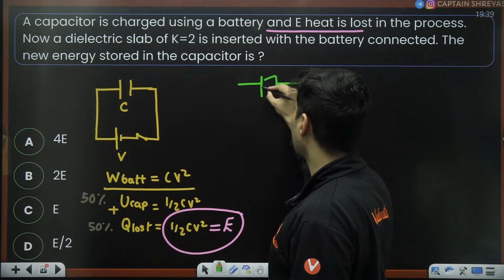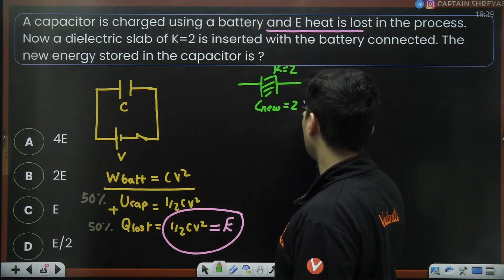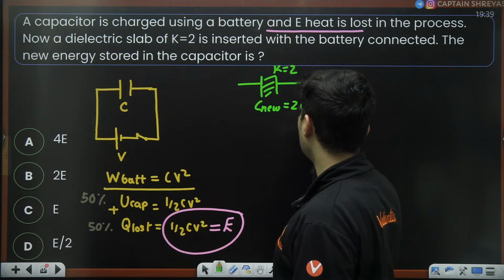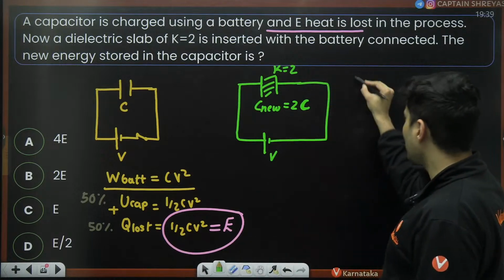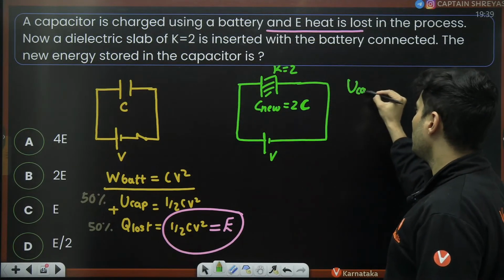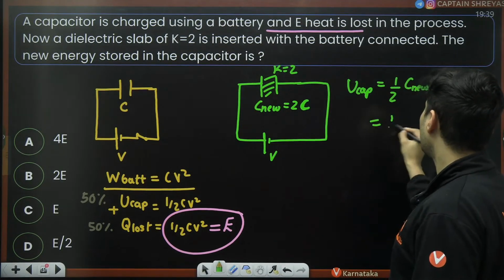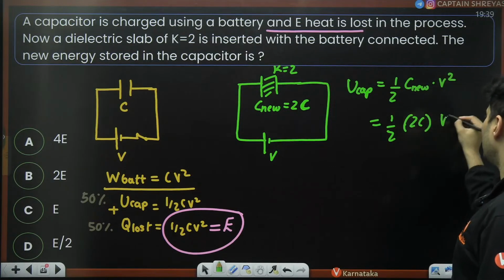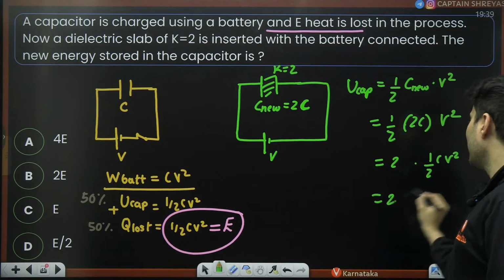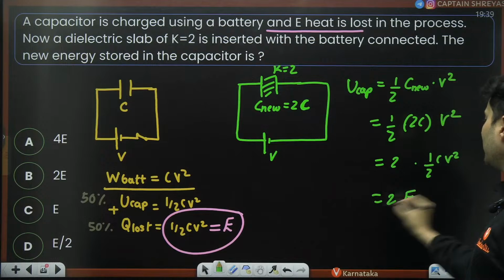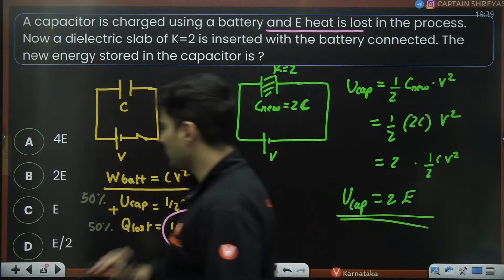If you take a dielectric slab of constant 2, the new capacitance will become 2 times of C, and it is connected to this particular battery of voltage V. How much energy is stored in the capacitor? The energy stored in the capacitor is half capacitance into voltage square. New capacitance is basically 2C into voltage square. So it will be 2 into half CV square. But what is half CV square? It is basically E. So the energy stored in the capacitor is 2 times of E, which is B option.